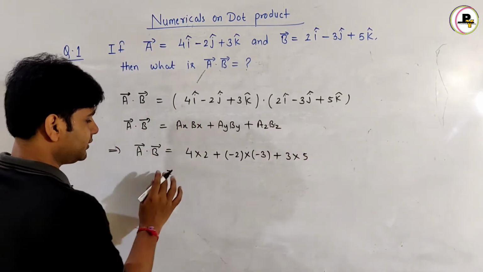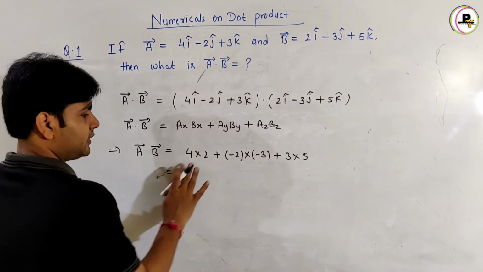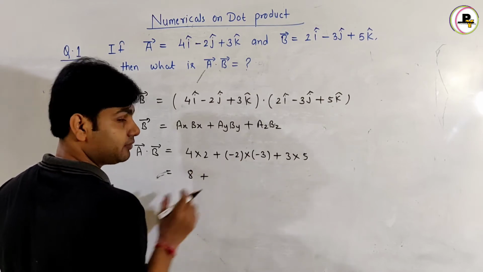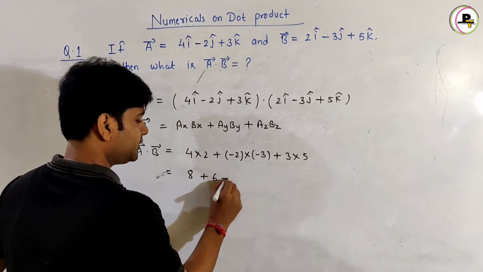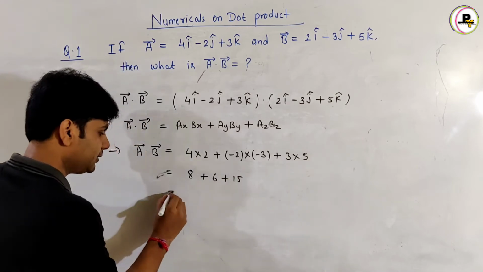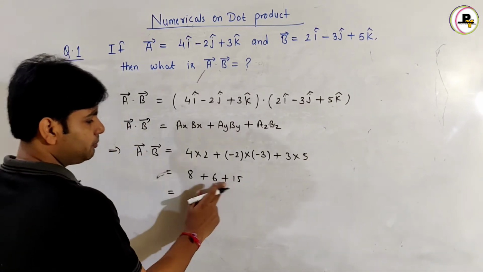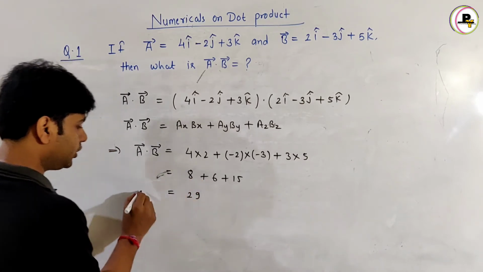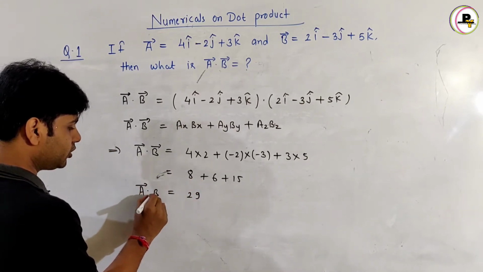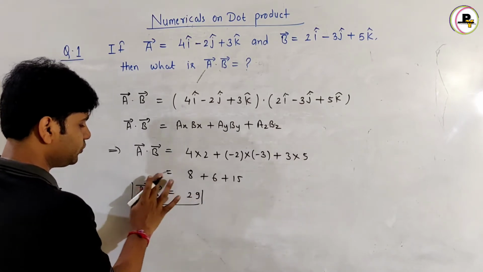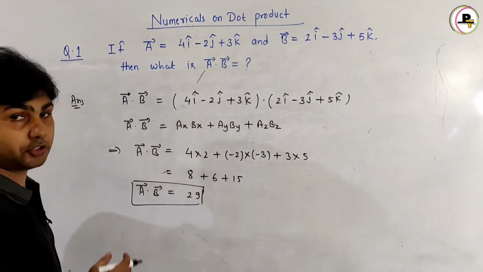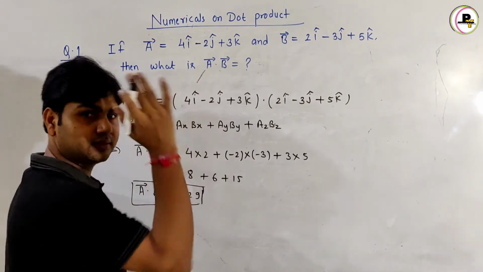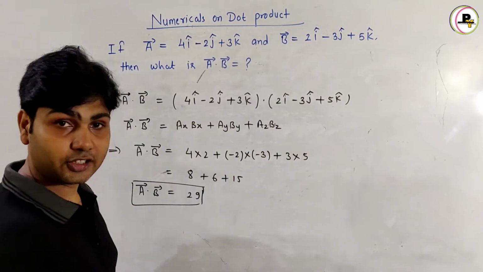So if I simplify, I get 4 2s are 8, and 2 3s are 6, and minus minus will be plus, and 3 5s are 15. Now after simplifying, 15 plus 6 is 21, and 21 plus 8 is 29. This is the value of a vector dot b vector. This is quite an easy question. You only have to substitute the values of ax bx, ay by, az bz in this formula and you'll get the final answer as 29.